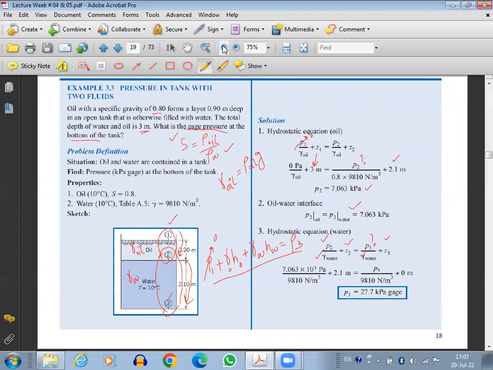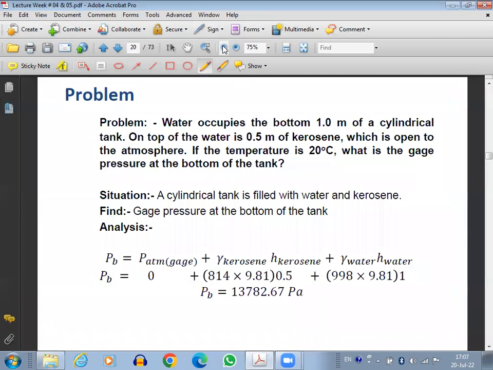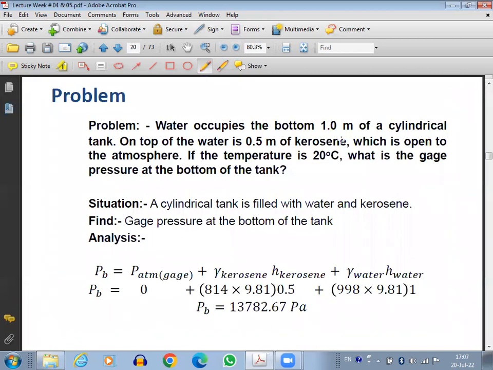Is it okay? It's the same problem. Water occupies the bottom 1 meter of a cylindrical tank. On top of the water is 0.5 meter of kerosene, which is open to the atmosphere. If the atmosphere is 20 degrees, what is the gauge pressure at the bottom of the tank? That's the same problem.